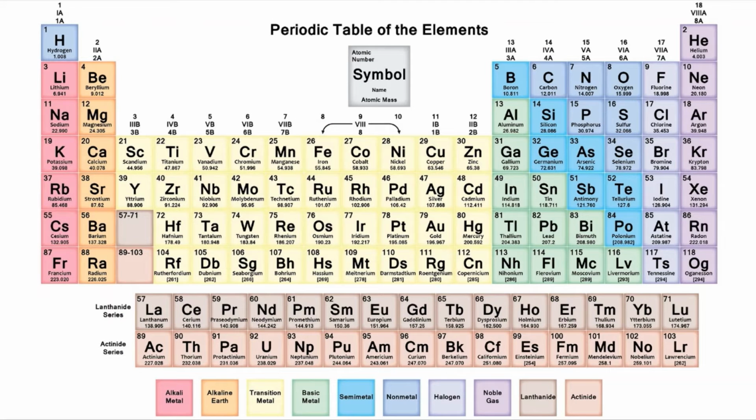Everyone, welcome to the lesson on periodic table. Periodic table is the most powerful tool for a chemist to organize chemical information. You can easily understand the behavior of an element if you know where it is on the periodic table.